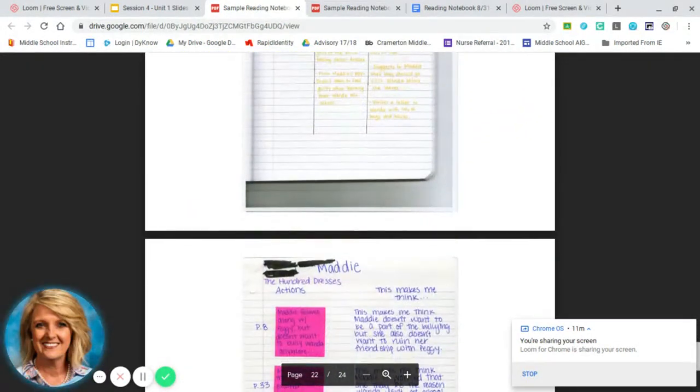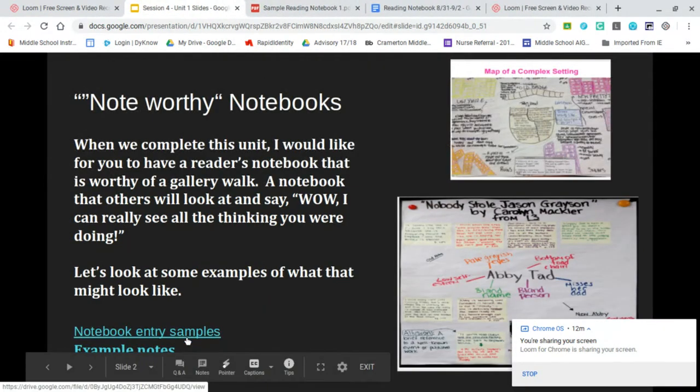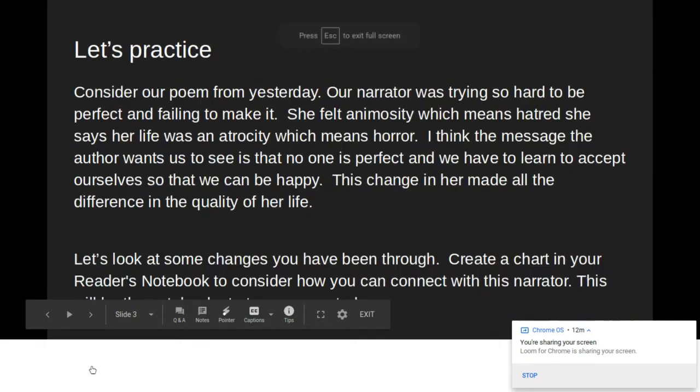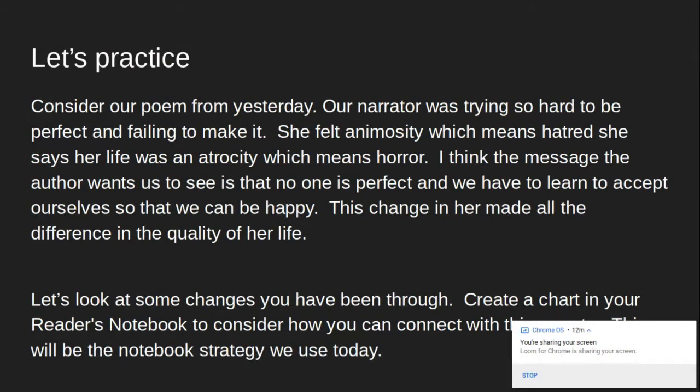I'll let you go through all of these and read over them, and there are some more examples in the example notes to get some ideas on how you want to create your notebook and how you want to demonstrate what you're thinking about. So basically your notebook is a conversation between me and you about your book. I will give you prompts to write about, and then you will go to your notebook and you will demonstrate your thinking as you read your book, addressing the prompt that I've given you to think on.